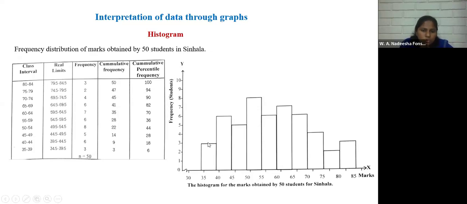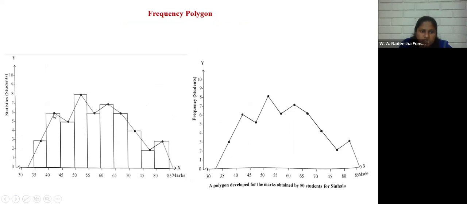To do that, we have to consider the midpoint of these histogram bars, like this. Consider the midpoint of each and every bar and take a ruler and combine them. Then, a polygon is a closed figure, no? Therefore, we have to close this. In order to close this, we have to consider the extra half value from this x-axis, from the lower side, and also from the upper side.